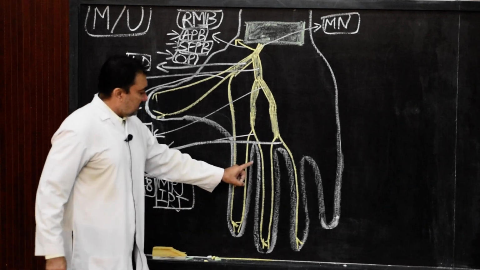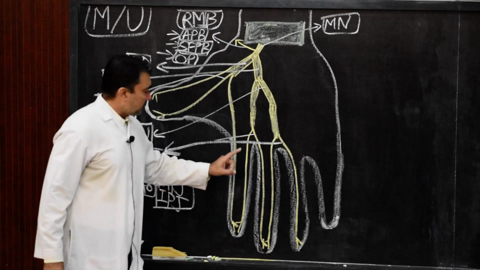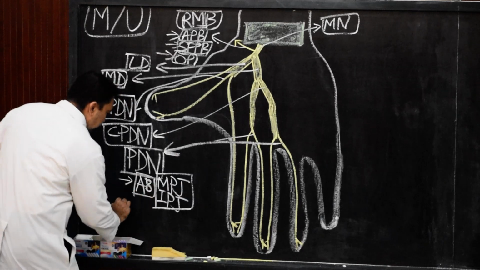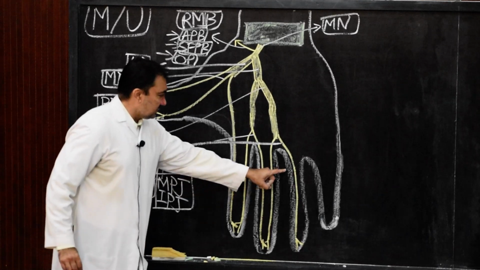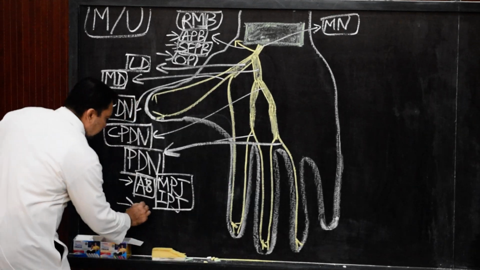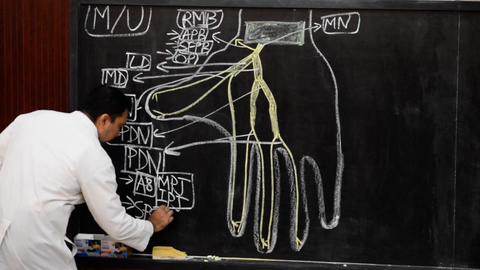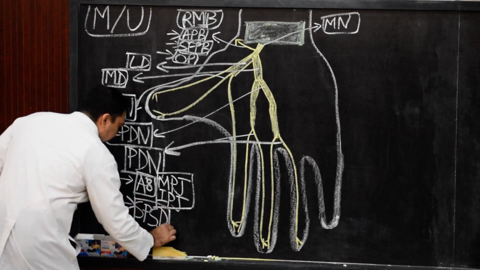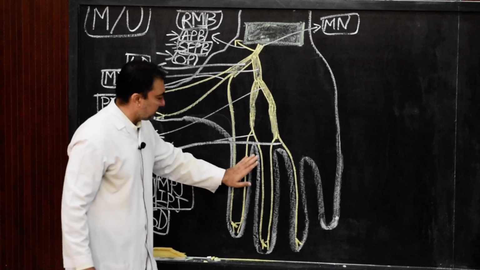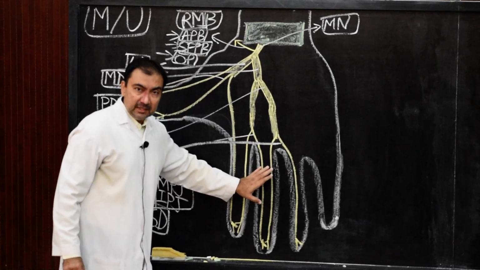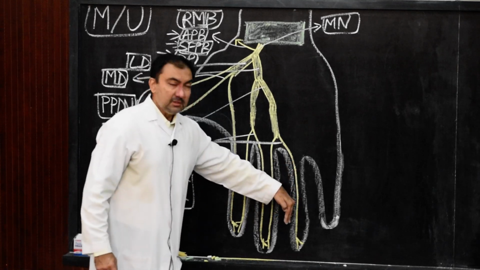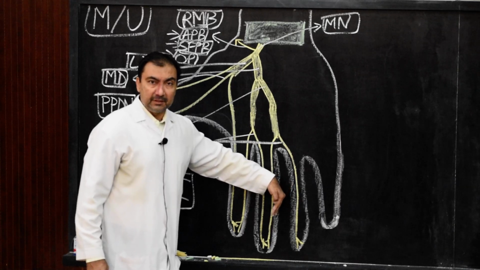So these proper digital nerves will supply articular branches to the metacarpophalangeal joints and interphalangeal joints. It will supply these joints. Similarly, the proper digital nerves of the median nerve will supply the skin of the palmar surface of the digits. That means the skin of the palmar surface of the thumb, index finger, middle finger, and half of the ring finger, only the lateral half of the ring finger.